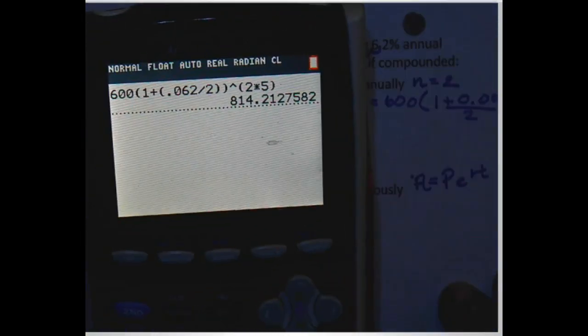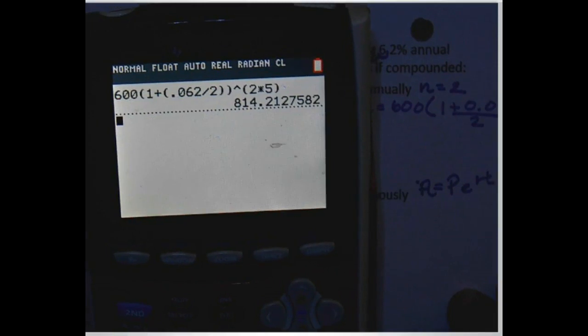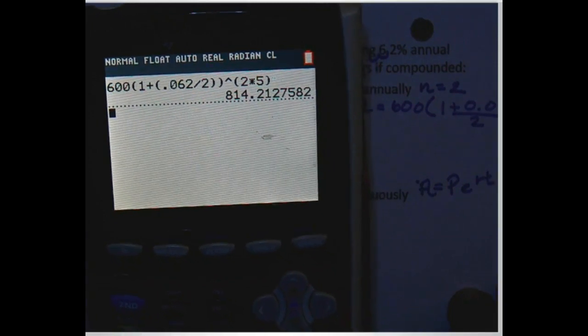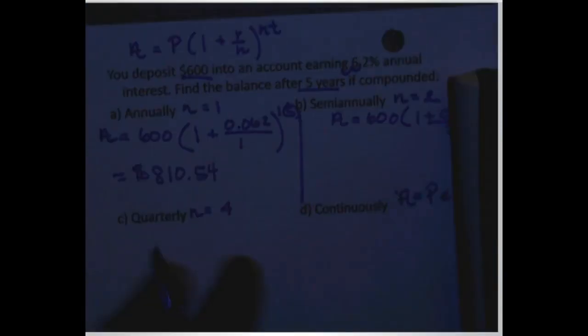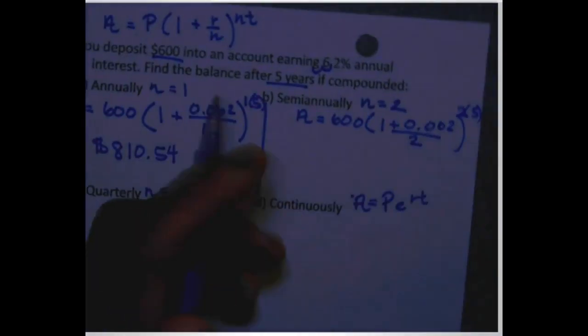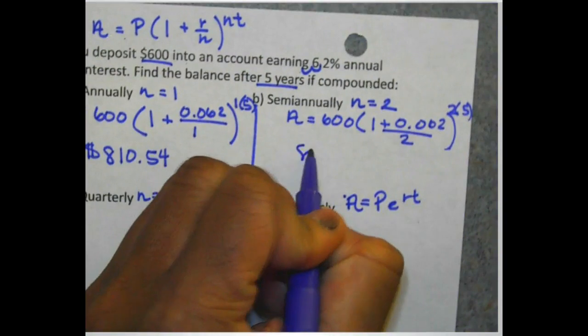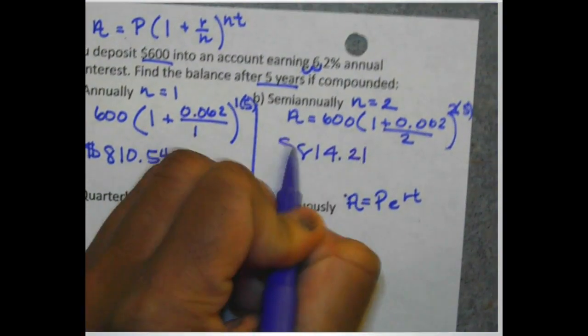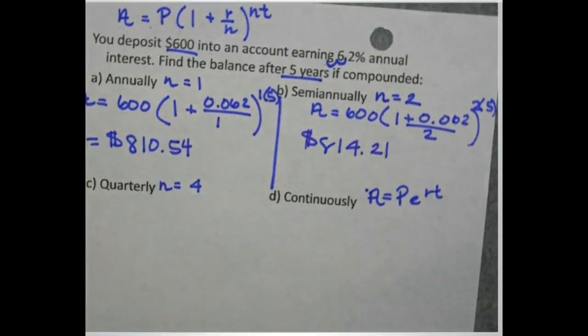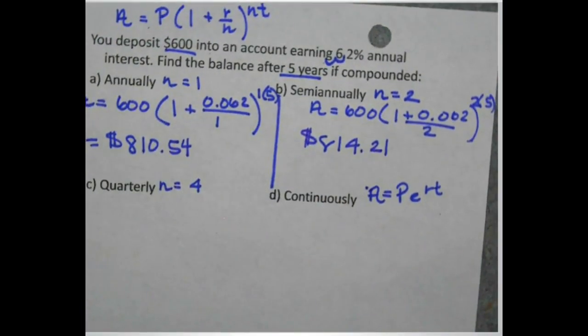And then from there, I get 814.2127, and so on. No one really cares. We're talking about money, so I'm always going to round to the nearest hundredth. So $814.21. I did want to make sure that I just showed you that, just in case you were like, could you just show us to make sure?